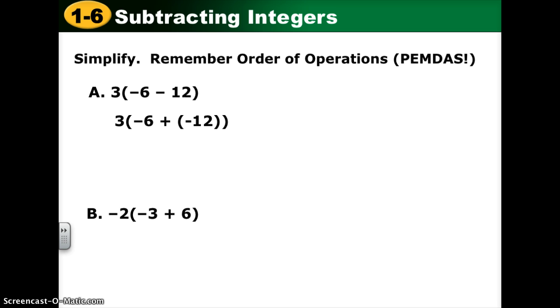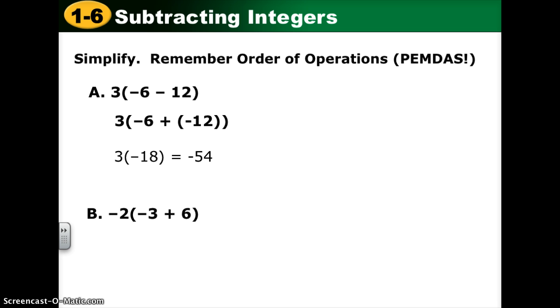One last step, now we're going to put together what we've been doing in all three lessons. Adding, subtracting, multiplying, dividing. Remember, order of operations is important. So in example A, 3 parentheses negative 6 minus 12, you can see the first step is that we've taken minus 12 and turned it into plus negative 12. So inside the parentheses we are adding two negatives, which will leave us with a negative 18. Last step is to multiply. We have one negative times one positive, so we have a negative, and 18 times 3 is 54, so we get negative 54.